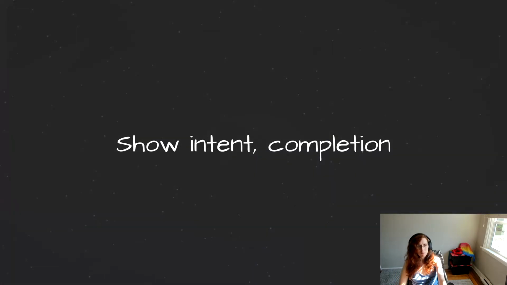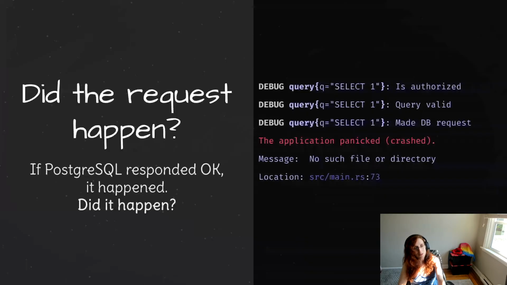So using spans, we can get a better grip on showing intent and completion. To better communicate this, take a look at this example where we send queries to Postgres from, say, a web application. We detect that the user's authorized. We detect that the query is valid. And then we make the database request.